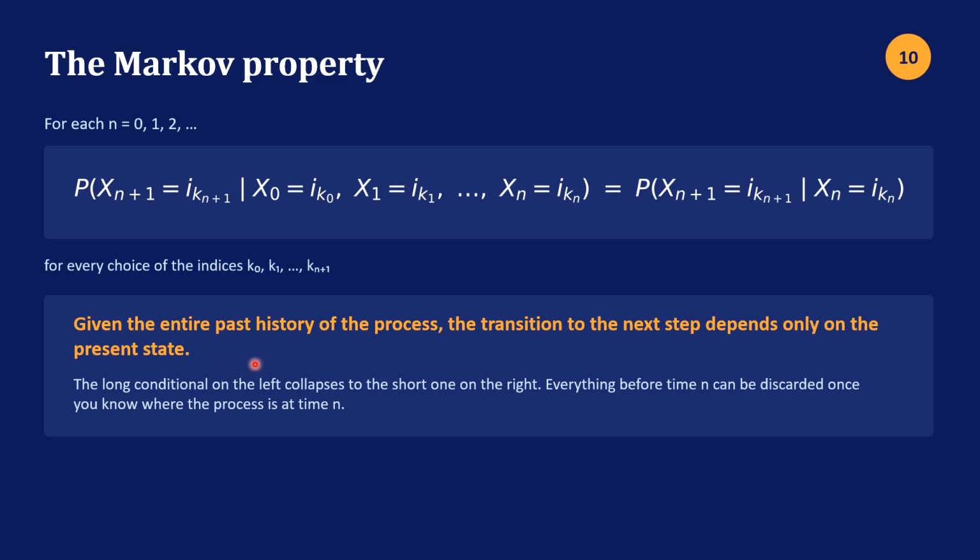Then going back to words again, given the entire past history of the process, the transition to the next step, this step here, depends only on the present state. In other words, just where you are at time n and not all these other transitions beforehand.